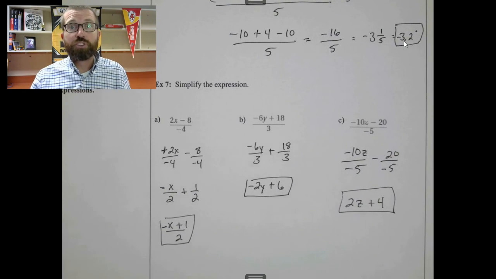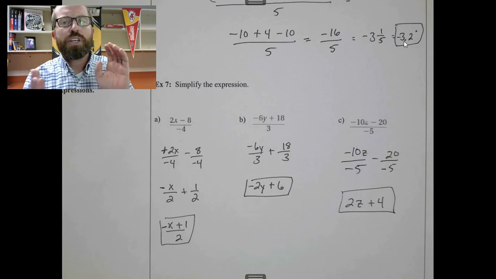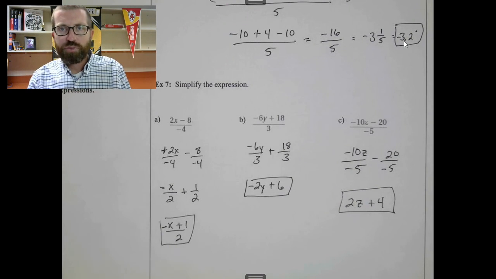Okay, good luck with division. Have fun with it. Remember, if signs are the same, it's positive. If signs are different, it is negative.